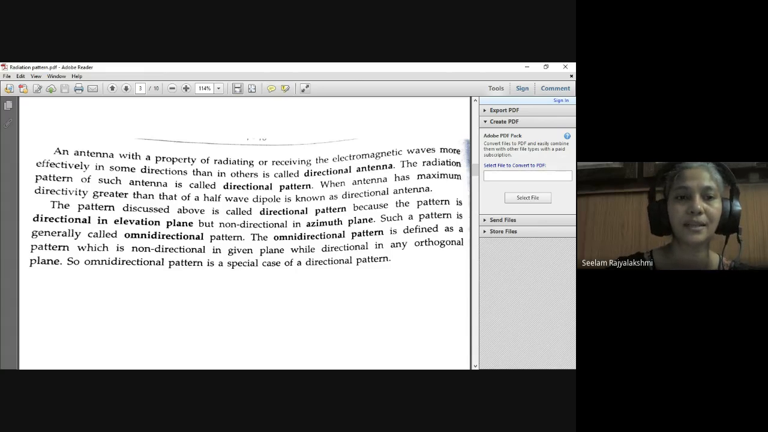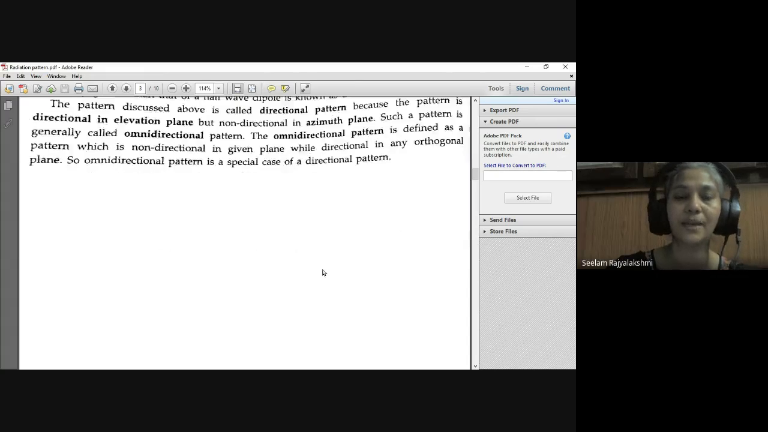Another one: the pattern discussed above is called a directional pattern because the pattern is directional in the elevation plane but non-directional in the azimuth plane. Such a pattern is generally called an omnidirectional pattern. What is an omnidirectional pattern? It is defined as the pattern which is non-directional in a given plane while directional in any orthogonal plane. Orthogonal means any 90 degrees plane. So the omnidirectional pattern is a special case of a directional pattern.